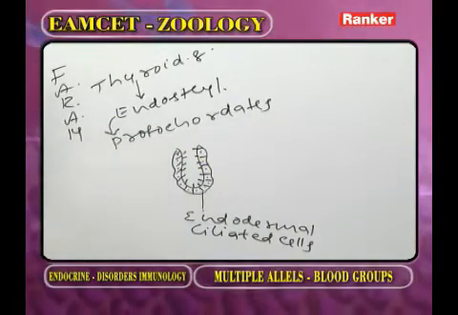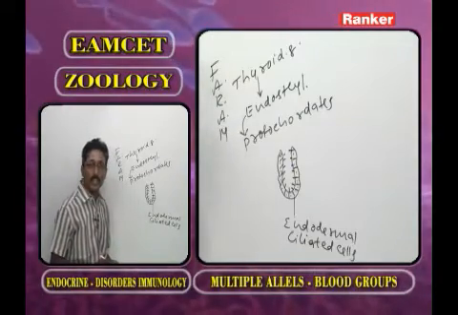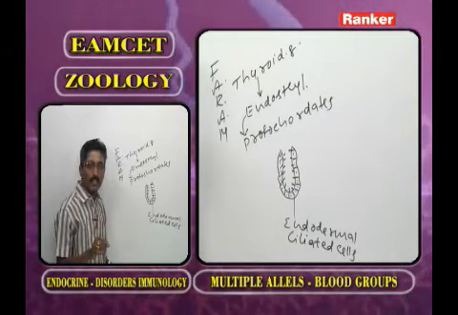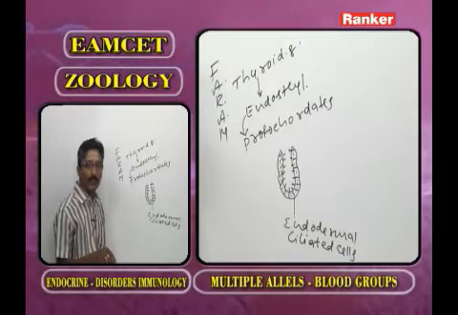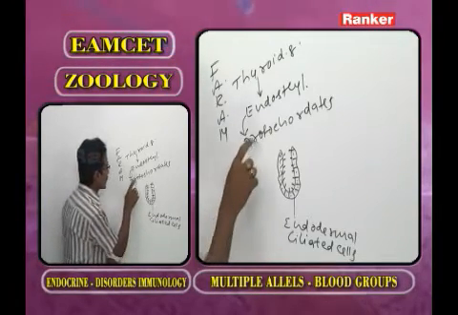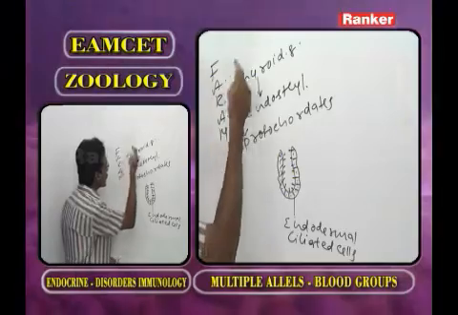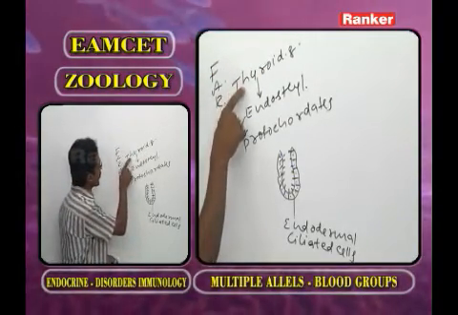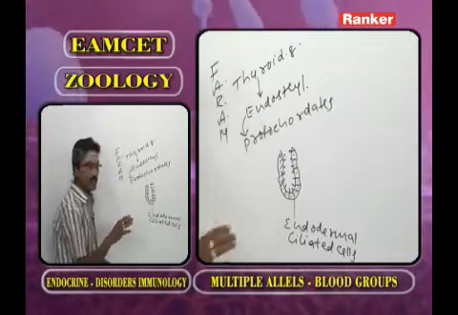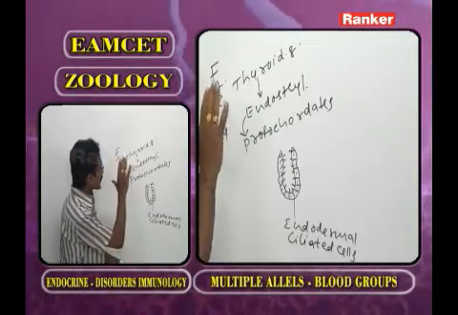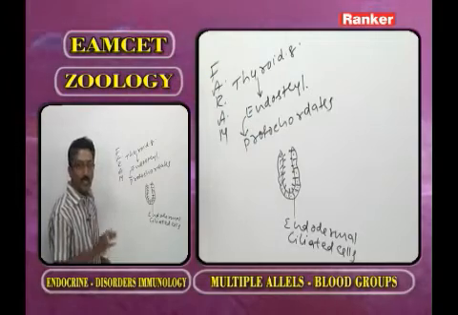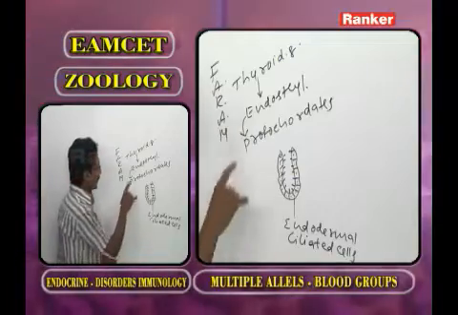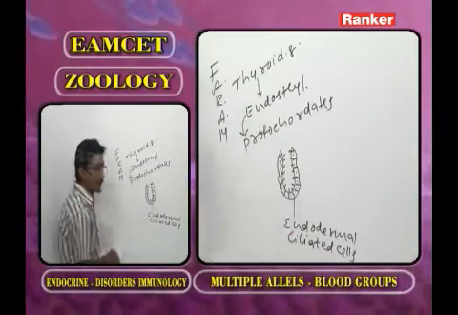In case of protochordates, what is the function of endostyle? We learned very well, in protochordates the endostyle helps in ciliary mode of feeding or filter feeding. This endostyle is modified into thyroid gland in the vertebrates, so the structure of thyroid gland and endostyle is one and the same. So structurally similar, called homologous. The thyroid gland is also derived from endoderm. The endostyle is also derived from endoderm.